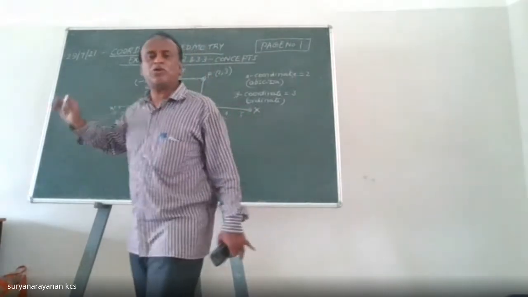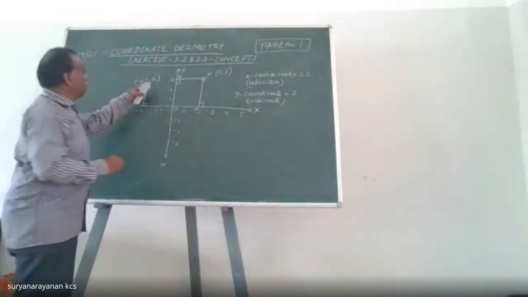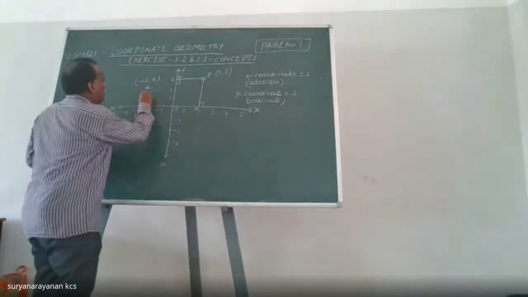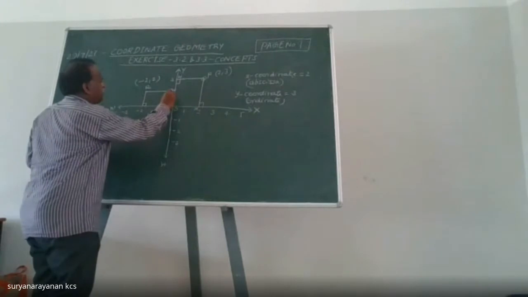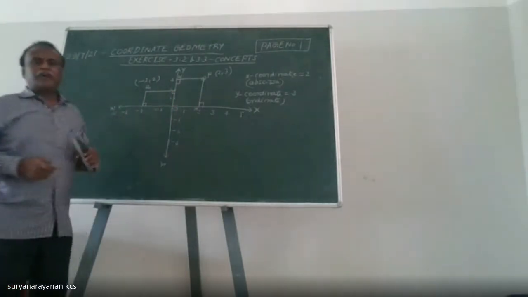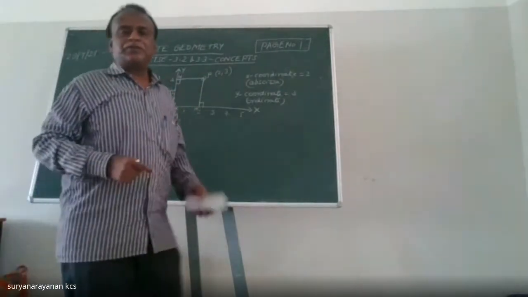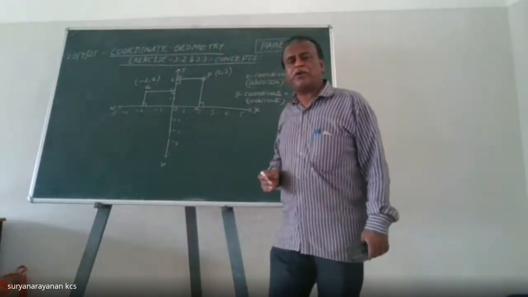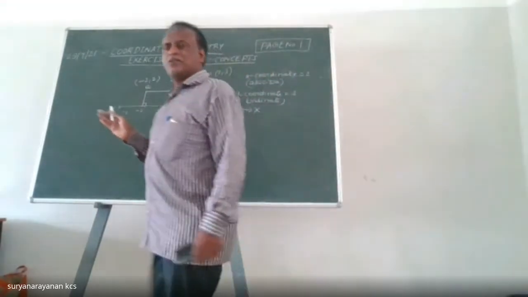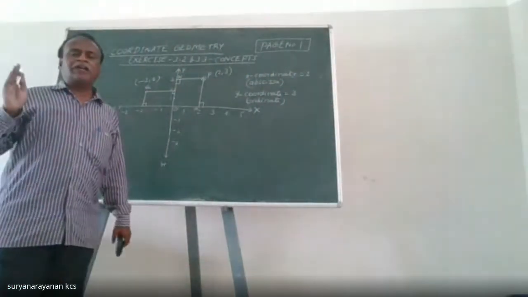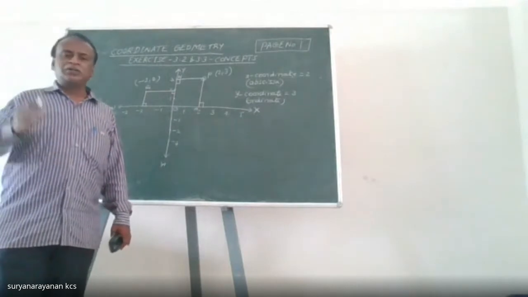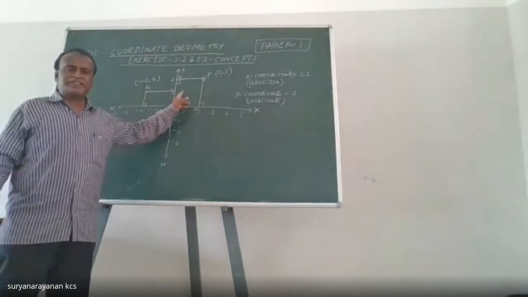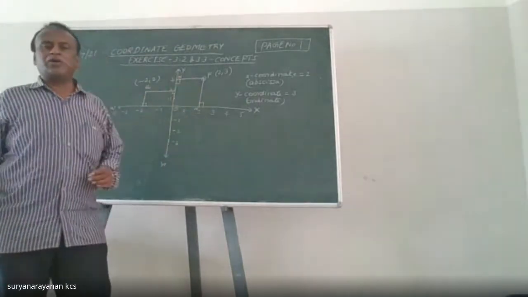So its x coordinate is -2, comma. Now you have to draw a perpendicular line on the y-axis. To find the y coordinate of the given point, draw a perpendicular line from the given point on the y-axis. A simple technique to find the y coordinate of a given point. Then you get the y coordinate.